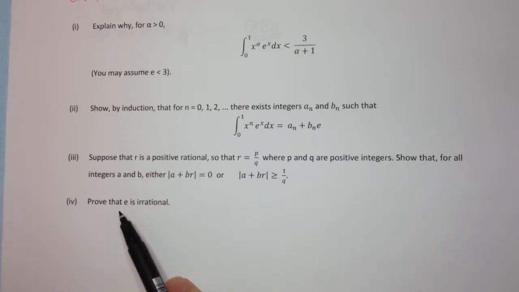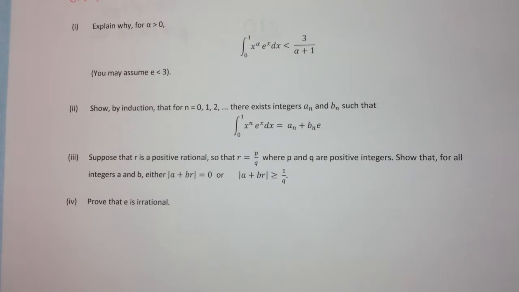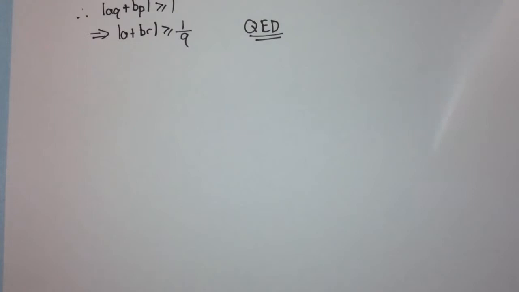So if we can assume that E is irrational, and show that one of these two cases don't apply for all integers a and b, then we've proven that E is irrational by a technique known as proof by contradiction. So what proof by contradiction is you start off by assuming something, assuming the opposite of what you want to prove, and then proving a contradictory statement, which then proves that your assumption is wrong, and thus you've proven what you want to prove. So let's go have a go at this one.